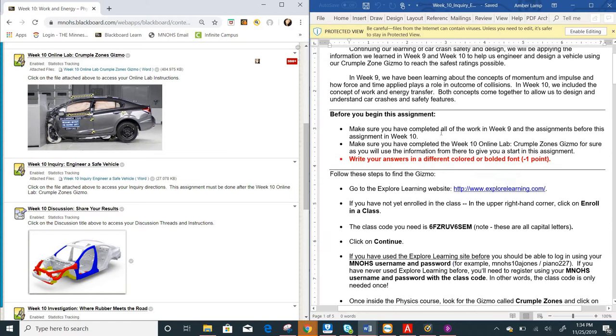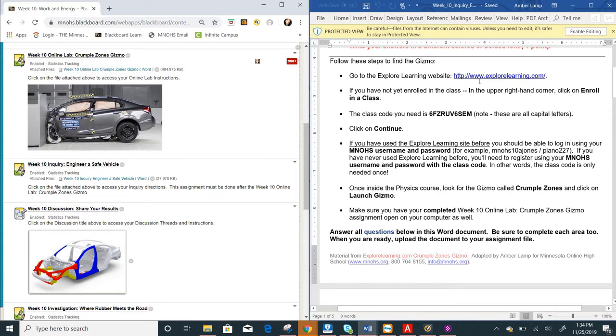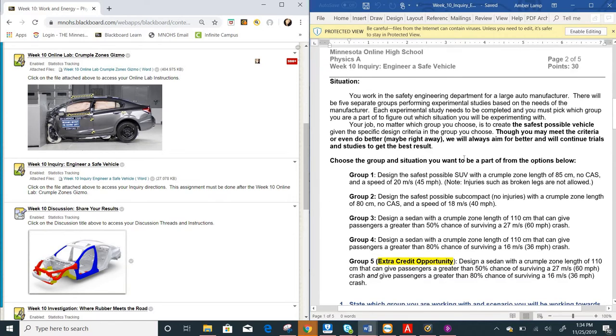Now when you open the week 10 inquiry assignment, you'll see the document that I have on the right, and as you scroll down it'll give you some ideas of what you need to have done before you start the assignment. It gives you information on how to get back into the gizmo, which is what you'll be using. And then it gives you the situation.